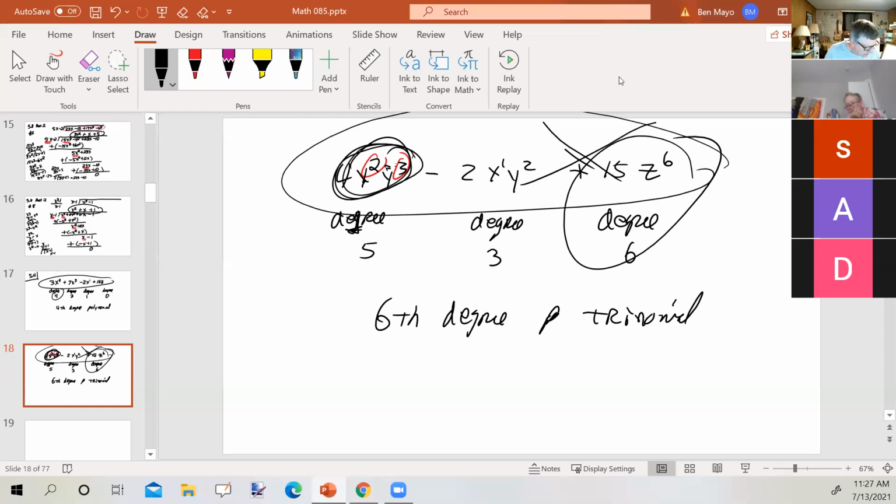Let's see. We've got monomials have 1 term. Binomials have 2 terms. Trinomials have 3 terms. 4 terms or more, we just call them polynomials. And then in general, we group them all together, even including the monomials. We call them all polynomials, okay?